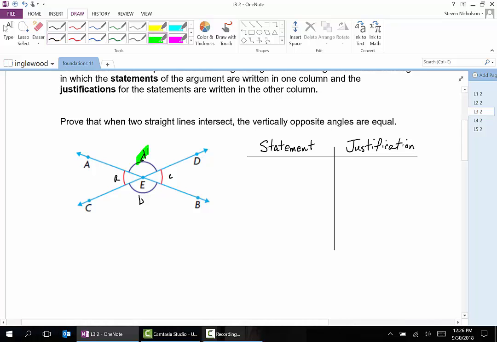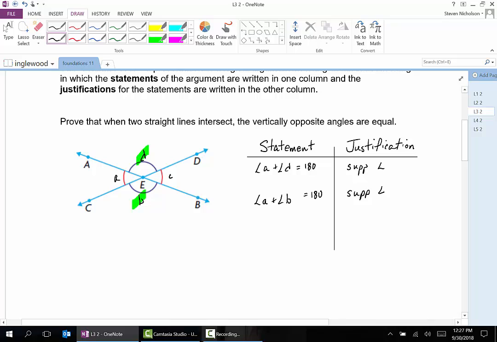So here's what I'm going to try to do. I'm going to try to prove that these two angles are equal. Now we know they're equal, but that's going to be our very last statement. So here's the first thing I'm going to notice. I'm going to notice that angle A and angle D add up to 180 degrees, and the reason for that is supplementary. We also know that angle A and angle B equal 180 degrees, and that's because they are supplementary angles.